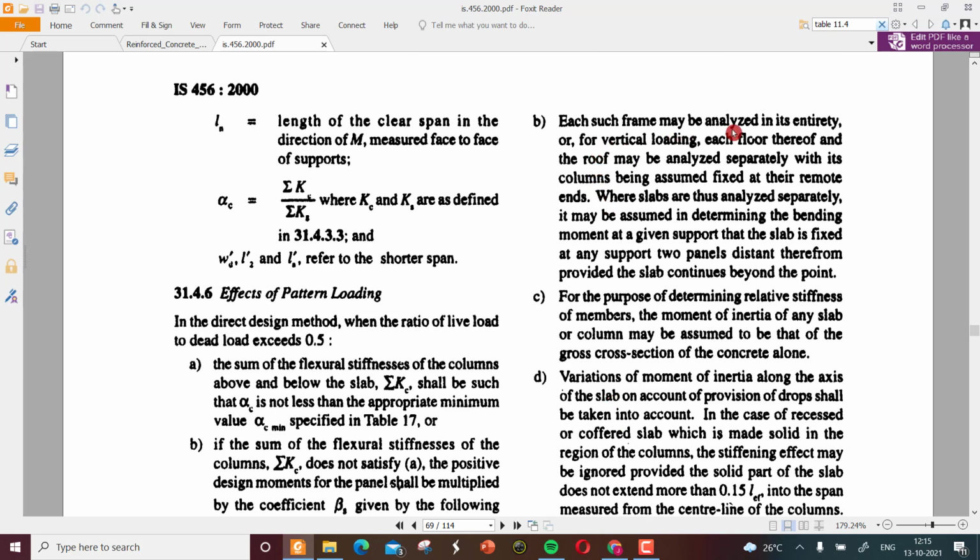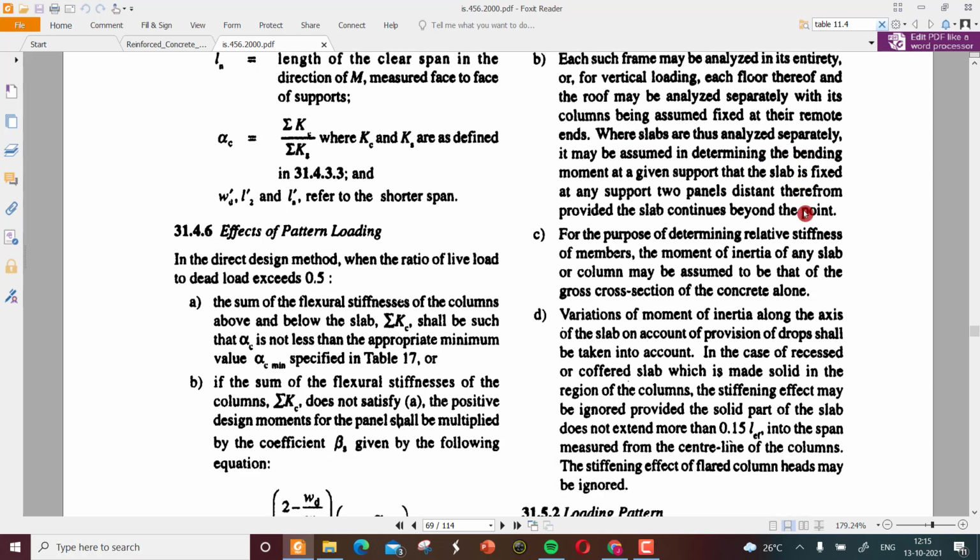Each frame must be analyzed in its entirety, and for vertical loading, each floor thereof and the roof may be analyzed separately with its columns being assumed fixed at the remote ends. So it's like the substructure approach, where the columns are taken as fixed at top and bottom, and the slabs are thus analyzed separately. It may be assumed in determining the bending moment at a given support that the slab is fixed at any support two panels distant therefrom, provided the slab continues beyond that point.